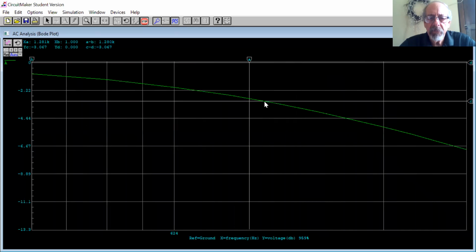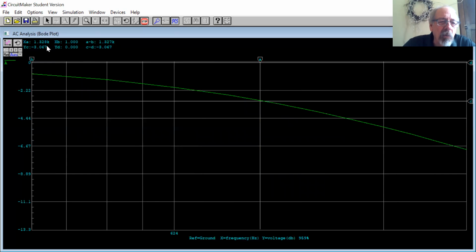If I blow that up, let's move it over here. Whoops, and again, it's tough to move A around here because it's the number of points that I tell the simulation to plot. Oops, I go back the opposite way. I think it's right about there. And that's about 1.328 kilohertz for the cutoff frequency, where the output goes down by 3 dB.